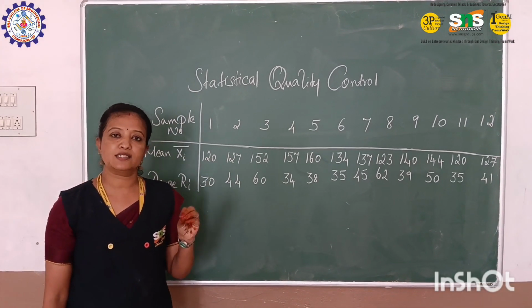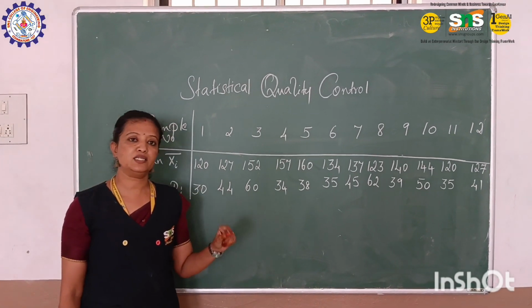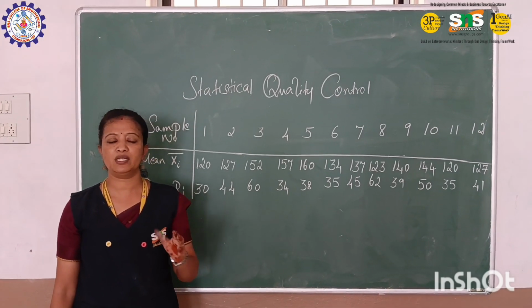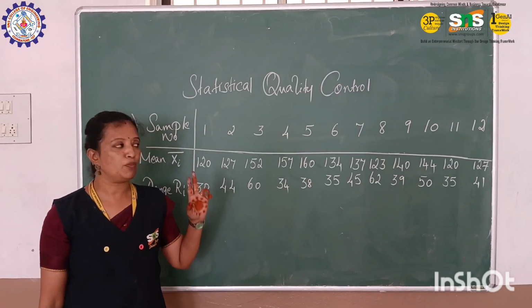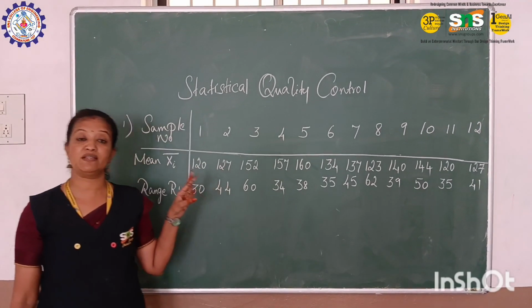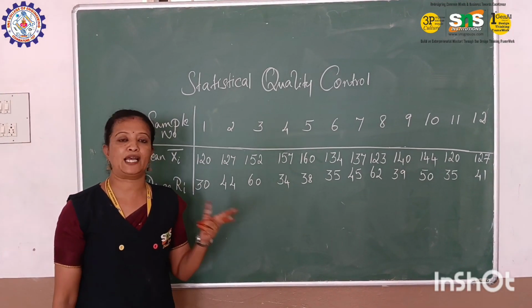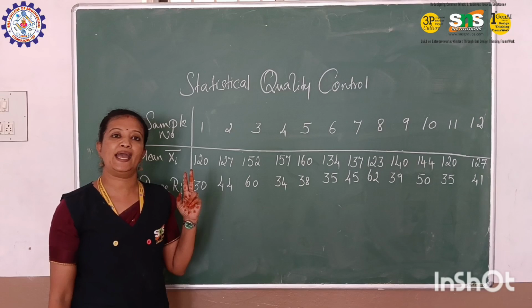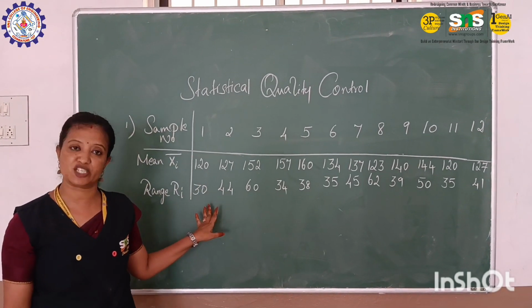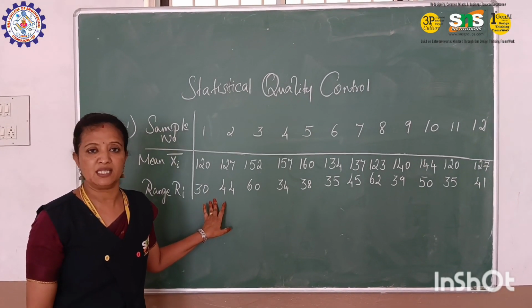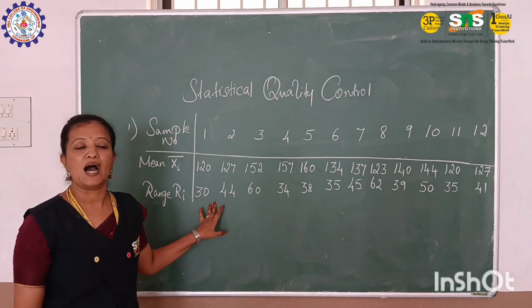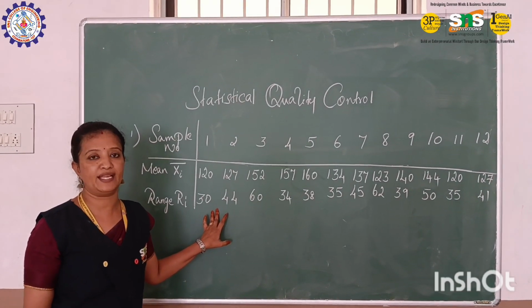The quality is based on two cases. One is common cause and the other one is attribute cause. So based on common cause, we call it as variable. Based on the variable cause, we have two types of quality controls. One is X bar chart, the other one is R chart. X bar chart means it is the mean chart. R chart is the range chart.